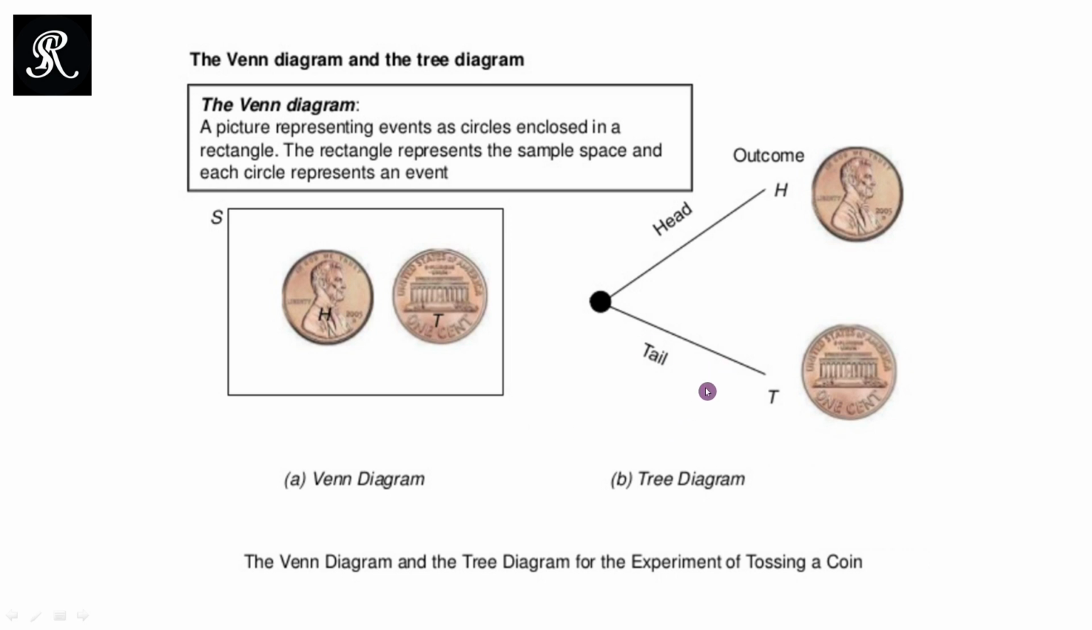Why is it called a tree? It's like the branches of a tree. When we toss a coin, there is a 50% chance of a head on the top face and a 50% chance of a tail on the top face. There is a 50% chance of occurring head.